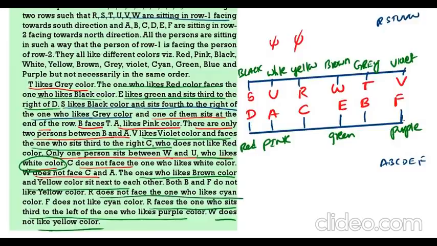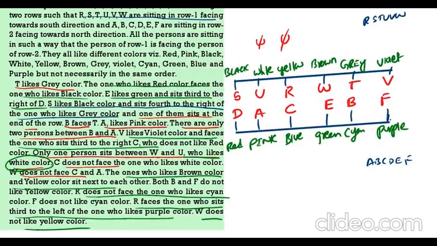R does not face cyan color, so C does not like cyan color. That means B likes cyan color, and that means C likes blue color. So S black, U white, R yellow, W brown, T grey, V violet. Now north facing, D red, A pink, C blue, E green, B cyan, F purple. Now taking this we have to answer the questions.